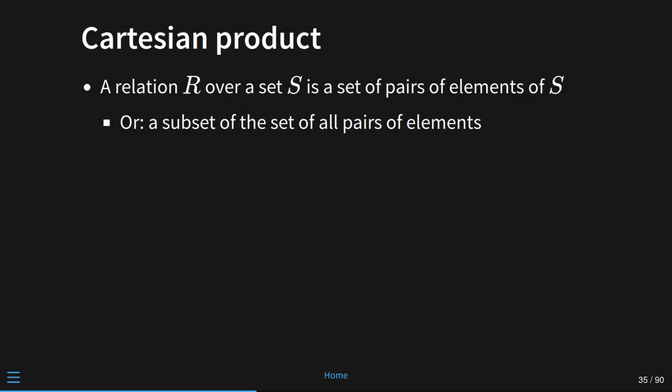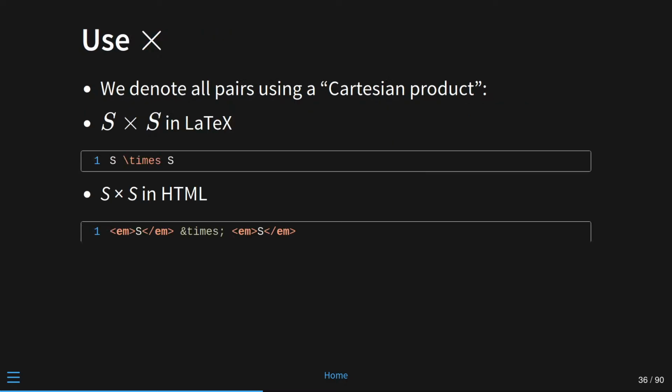So a relation is a subset of this. I'm going to take a subset of the set of all pairs of elements, and that is going to be a relation. So, for example, (1, 1), (2, 1) is a subset of all of the possible pairs of natural numbers, and there is not (1, 3). So I'm going to use big X for this, big times.